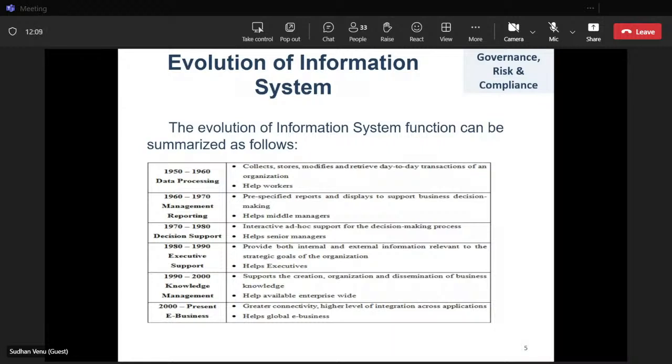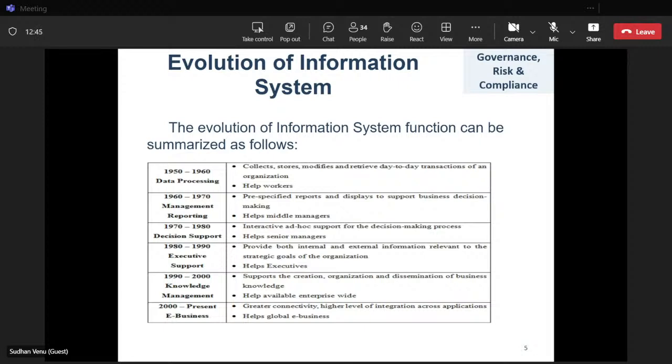And the next one is decision support, that is for decision making, in the 1970s and 1980s. It is interactive and ad hoc, and it will help the decision making process. It will help senior level people in running the business, for projected revenues, or figures based on product sales assumptions. So everything gathers that information in terms of decision support.